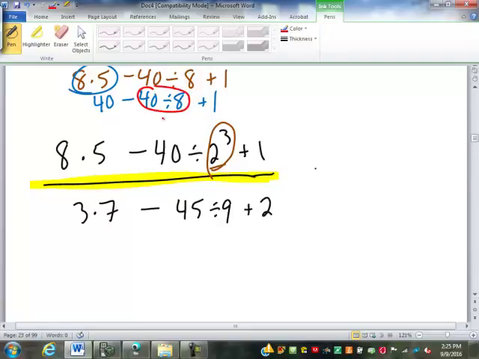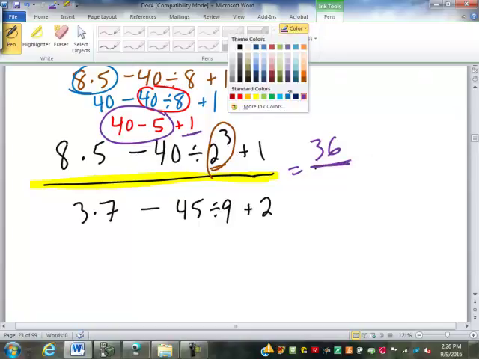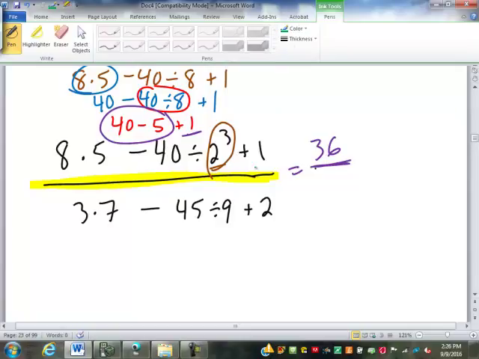40 divided by 8 gives us 5. And then 40 minus 5 is 35, and plus 1 is 36. Good. So we get 36 on top. Now we go to the bottom. What do we have to do first on bottom?